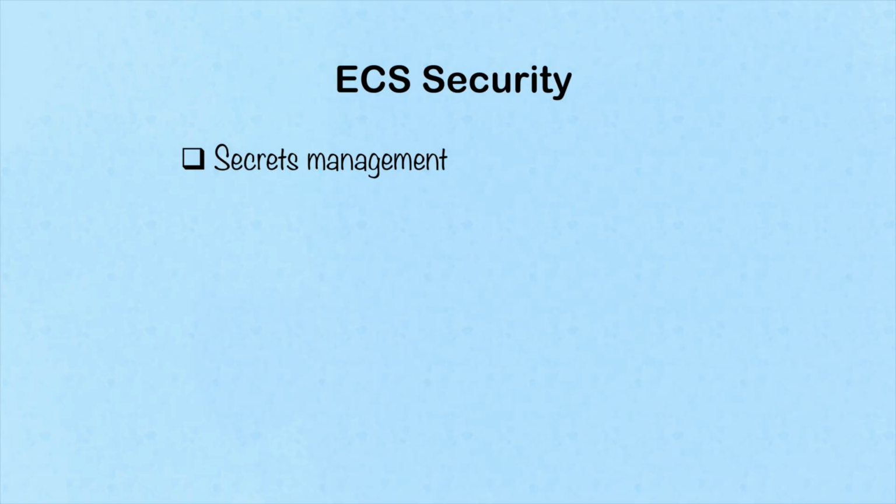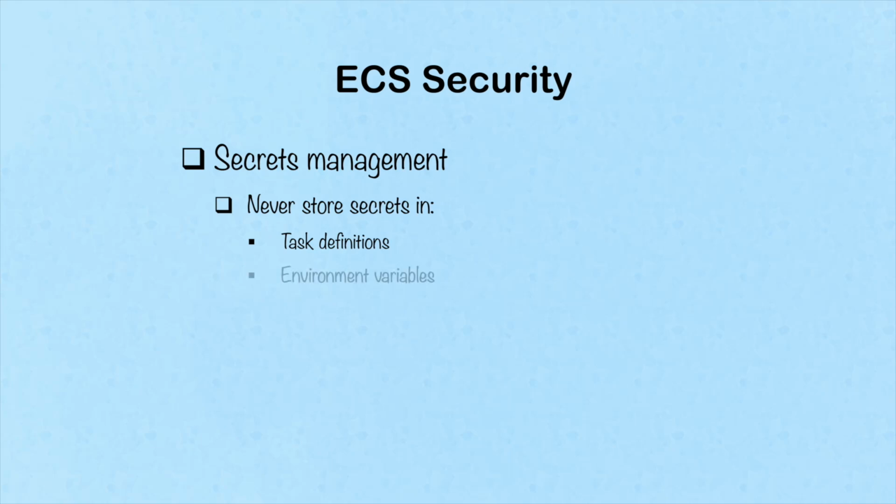Managing secrets, like API keys, database passwords, and encryption keys, is one of the most critical aspects of securing your ECS workloads. Because containers are short-lived and may scale dynamically, you need a robust strategy that avoids hardcoding or insecure storage of sensitive data. Never store secrets directly in task definitions. These are visible in plaintext in the ECS console and APIs.